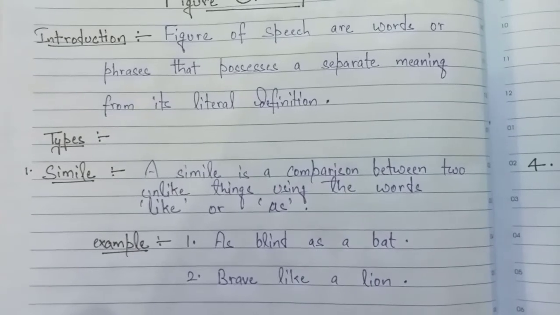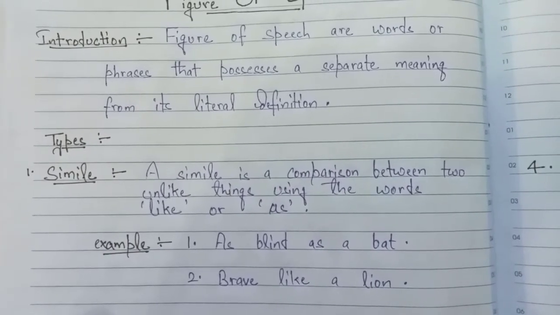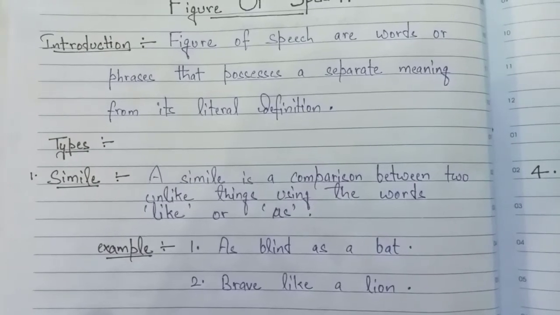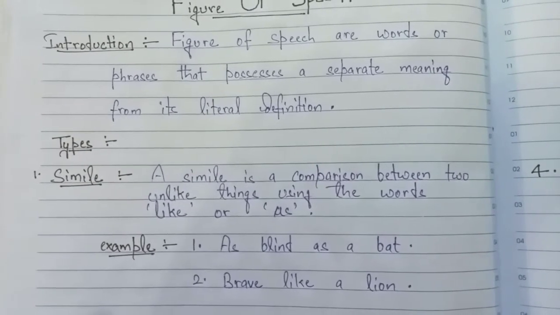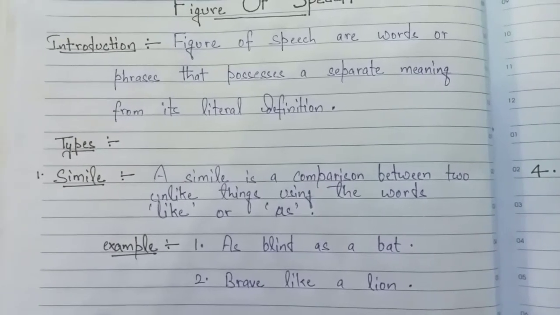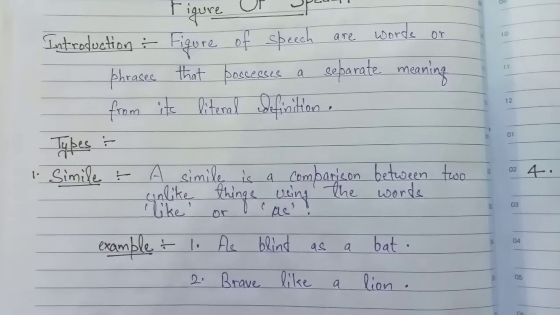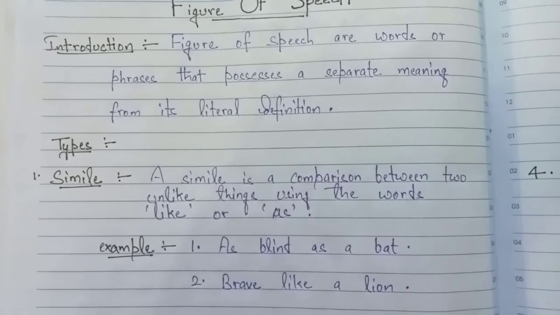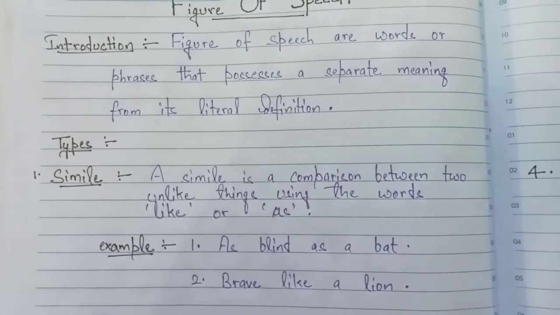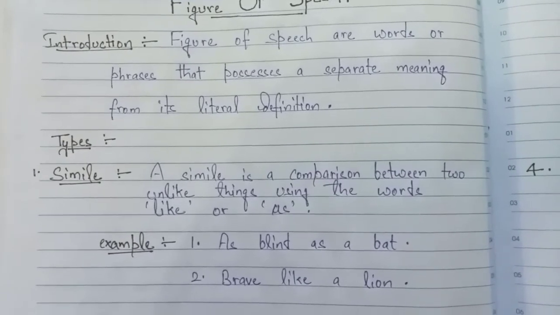Now, the second sentence is brave like a lion. In this sentence, a person is being compared to the animal lion, and the word of comparison is like. So, brave like a lion, and there is a simile in this sentence.